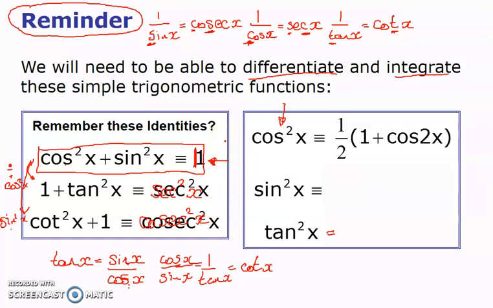The second one is actually very similar. What do I need to change sine squared into if I want to differentiate or integrate? Well, I actually want to do this. It's a half of 1 minus cos 2x. So just write it down, learn it for now, we'll prove it later. And as I say, we do prove it later because it's quite a nice proof.